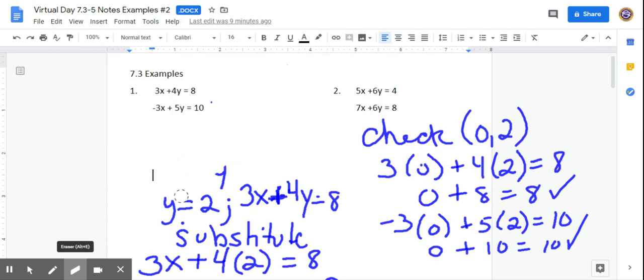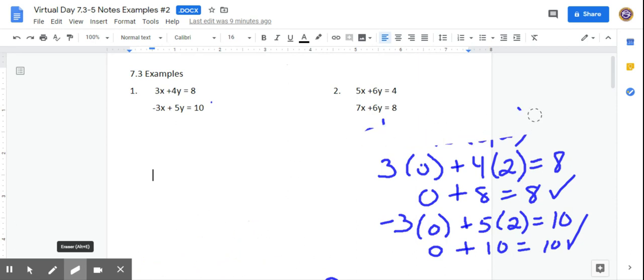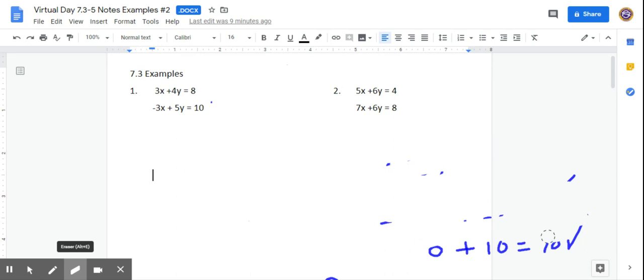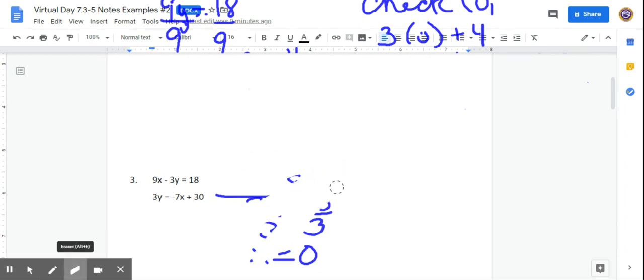Notice the second equation. Look at the variables, look at their coefficients. The very first thing we have to do is decide which variable to eliminate. Well, if you look, the coefficients of y are the same, 6 and 6. However, if you add 6 plus 6, you do not get 0, you get 12.